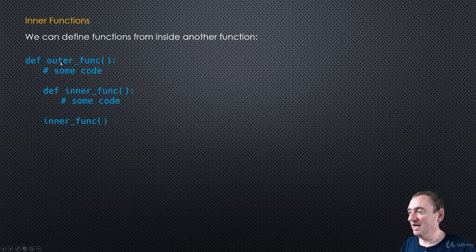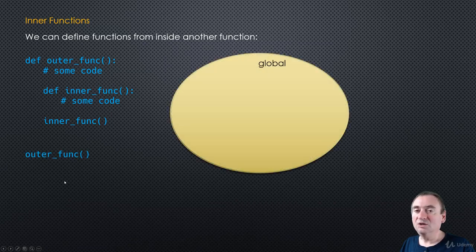We may define an outer function in our module that has some code, and then at some point it defines another function. You can definitely do that. You can define a function inside another function, and then maybe you execute that function within the outer function. So this is an example of a nested function or an inner function. So when we call outer func, what happens?